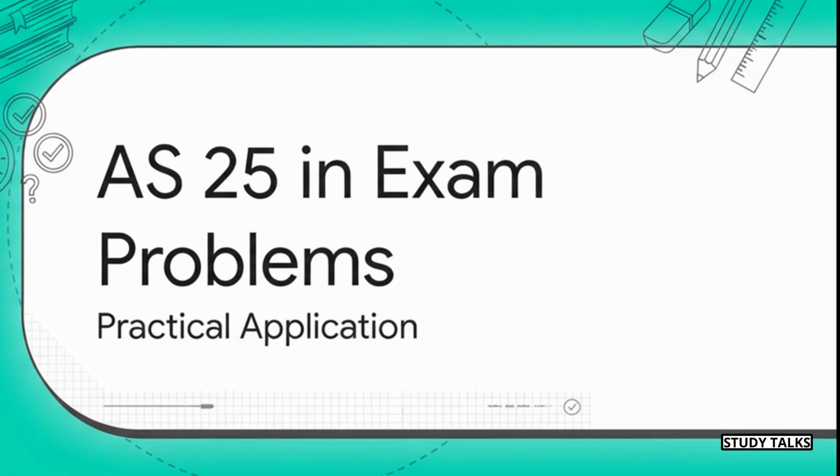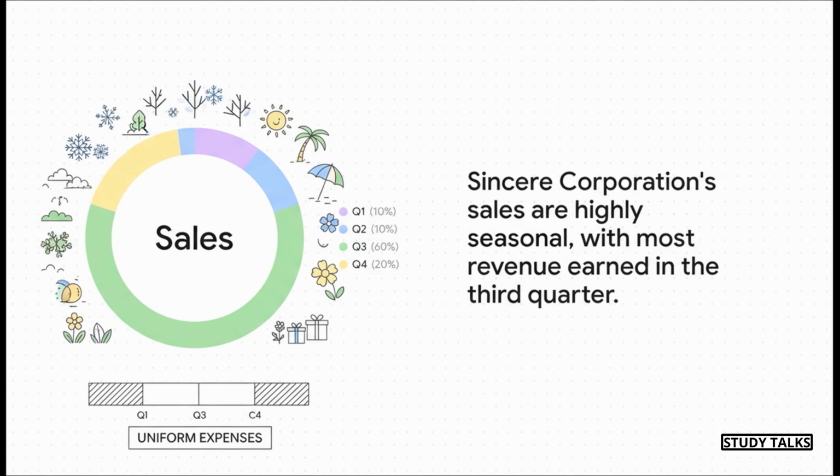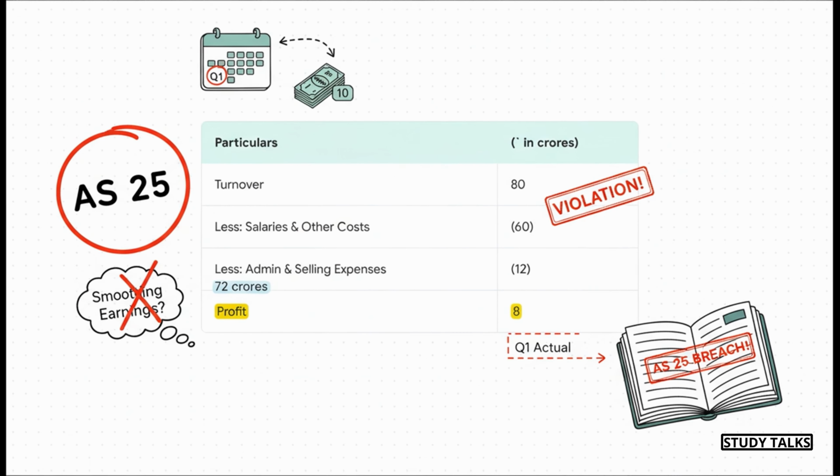All right, theory's done. Let's put this into practice. This is where we connect all the dots and see how these rules come to life in the kind of problems you're going to get in your exam. So let's take a look at illustration 1. We have Sincere Corporation, and you can see right away this is a seasonal business. They make almost nothing in the first half of the year, and then bam, 60% of their entire year's sales happen in Q3 alone. Now, the company in the problem wanted to take 10 crores of its regular, everyday expenses from Q1 and just shift them over to Q3 to match up with those high sales.